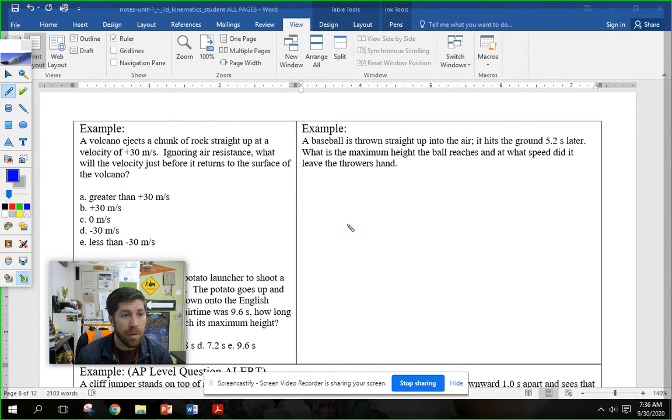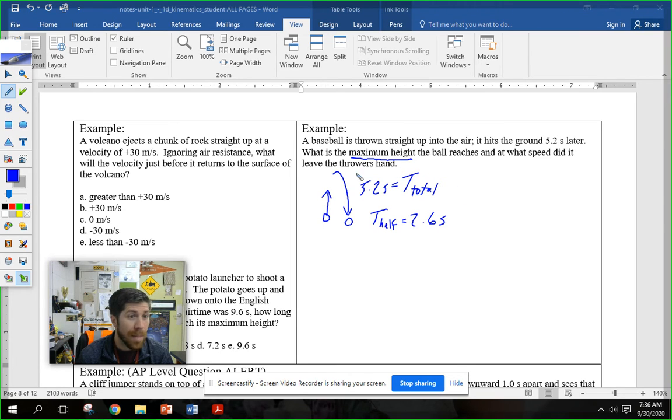So on this one, if we throw the ball straight up in the air, the ball goes up, and then the ball comes down. 5.2 seconds equals t total. If I wanted to know the maximum height, am I going to use this total flight time? No, that would make no sense. I'm going to use half of the flight time. So half of that flight time is 2.6 seconds. So t to the halfway point, I can make a note here, is 2.6 seconds.